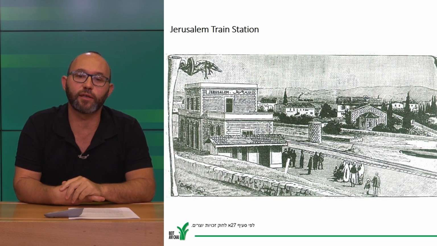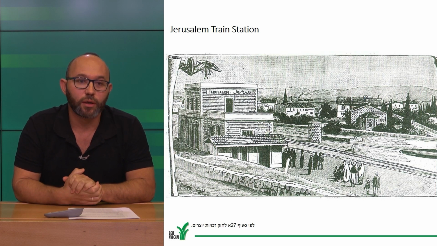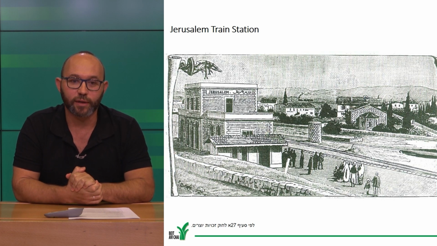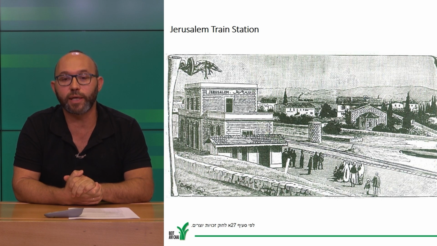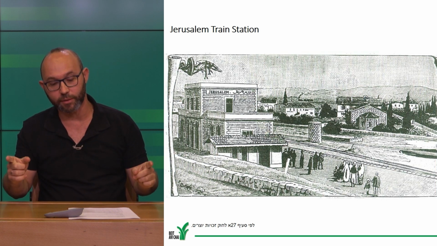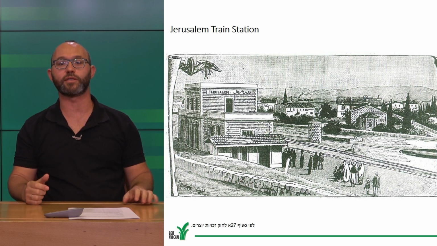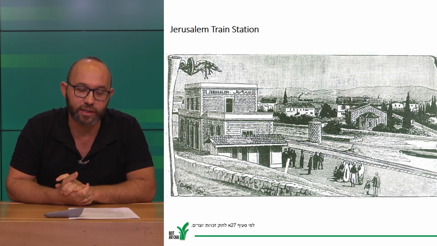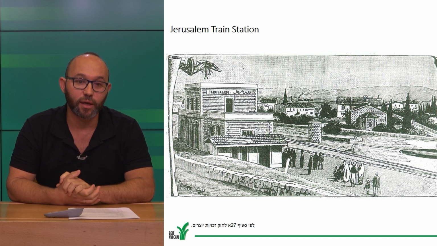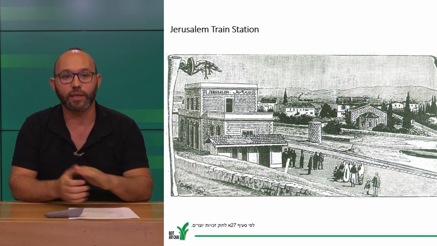Maybe the most significant development is the creation of the railroad to Jerusalem from Jaffa. This was actually the first railway built in the Middle East. This short way between Jaffa and Jerusalem also indicates the growing importance of the city within Ottoman thought.